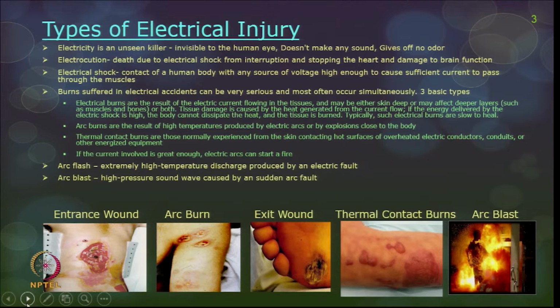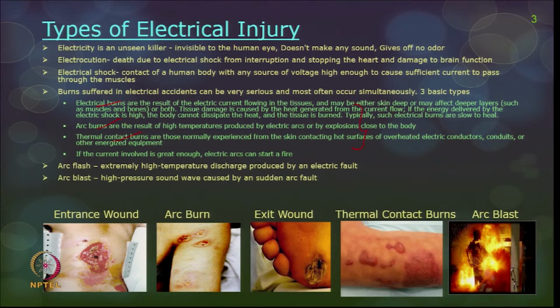The next one is burns. Any burns related to electrical accidents are really serious, and sometimes they all happen together. The three basic types of burns are electrical burns, arc burns and thermal contact burns. Electrical burns are a result of electric current flowing in the tissues and may be either skin deep or affect even deeper layers such as muscles and bones. The tissue damage is caused by the heat generated by the current flow, and if the energy delivered by the electric shock is high, the body cannot dissipate the heat and the tissue starts burning. These electrical burns generally take a very long time to heal.